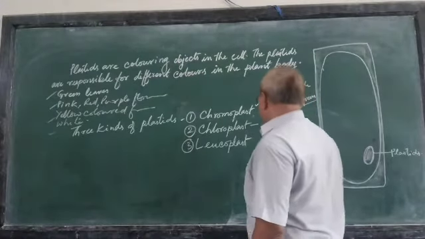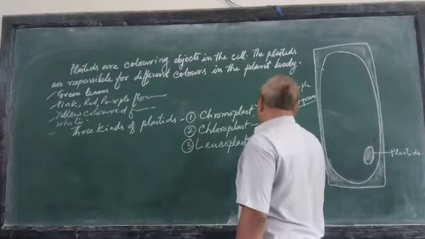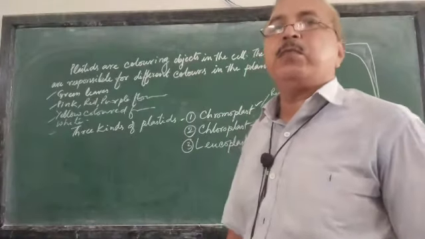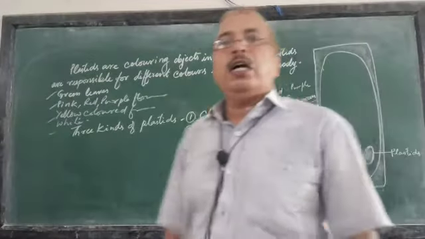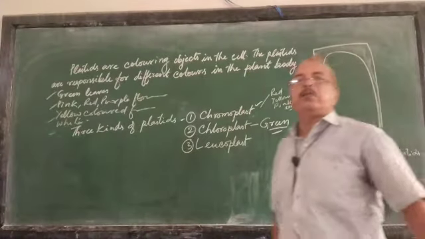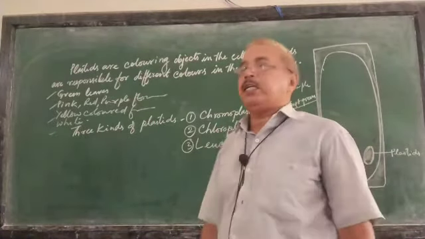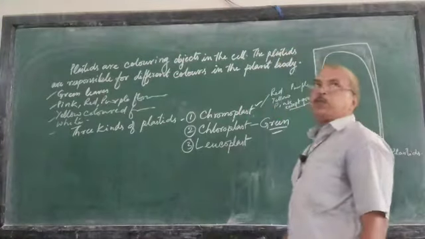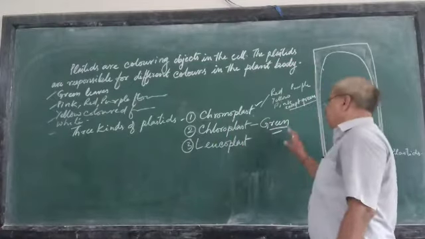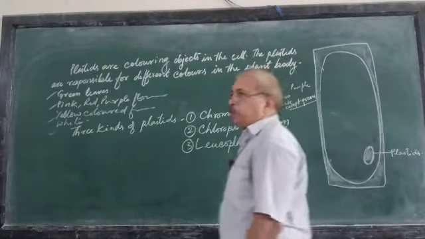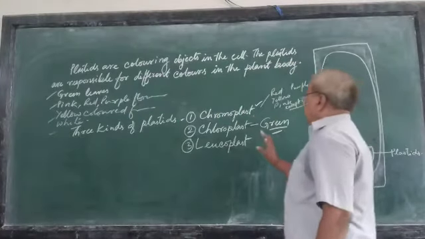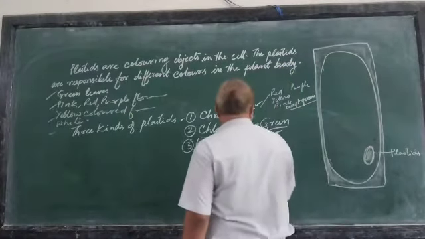Then chloroplast is responsible for green color. They are abundant. Their amount is the maximum in the plant body. What is the reason? The reason is most of the plant body is green in color. So they are responsible for giving green color to the leaves and raw fruits. They help in the process of photosynthesis. Then the third kind of plastid is leucoplast.